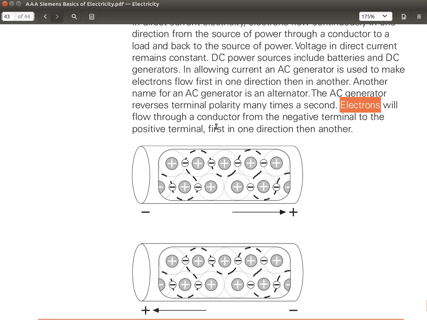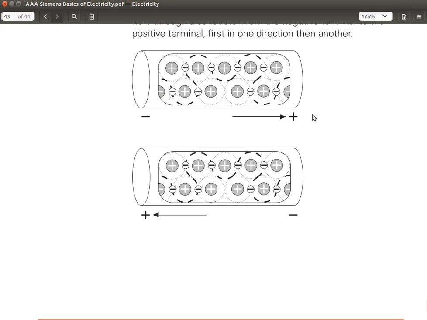Electrons flow through a conductor from negative terminal to the positive terminal, first in one direction, then in another. So in an alternating current, you have current flowing left to right, then right to left, then left to right, then right to left, and so on and so forth, right?